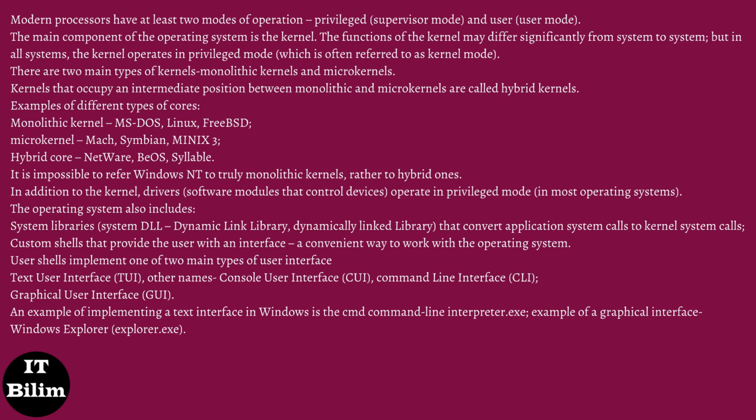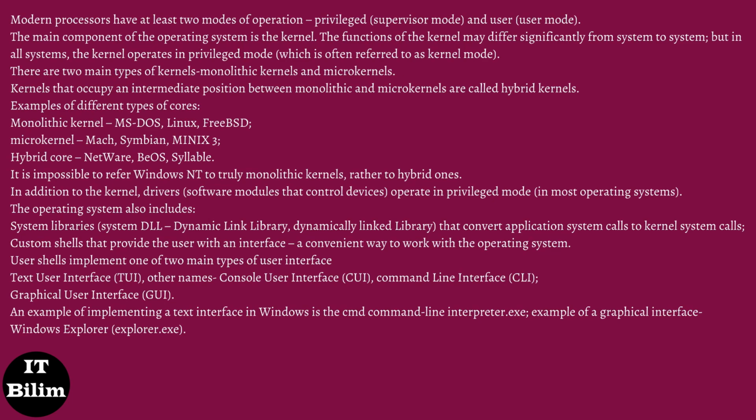The functions of the kernel may differ significantly from system to system, but in all systems, the kernel operates in privileged mode, which is often referred to as kernel mode. The term core is also used in different senses. For example, in Windows, the term kernel refers to the combination of two components: the executive layer and the kernel itself, the kernel layer.